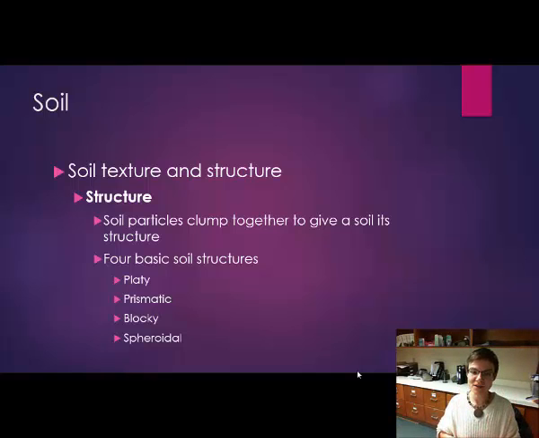So soil structure is how the soil particles clump together to give the soil its shape. So when you roll it in your hands, what you see. Four major basic soil structures are platy, prismatic, blocky, and spheroidal. And these just have to do with the shapes of the clumps as they fall apart. Now you don't need to know those names for the test, but you do need to know the difference between soil structure and soil texture.